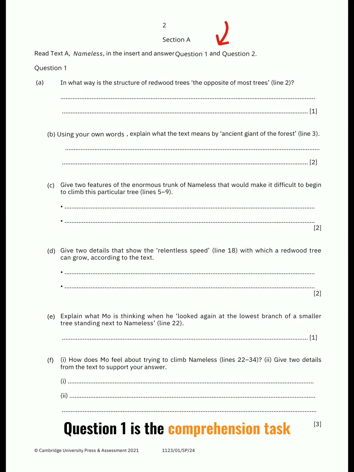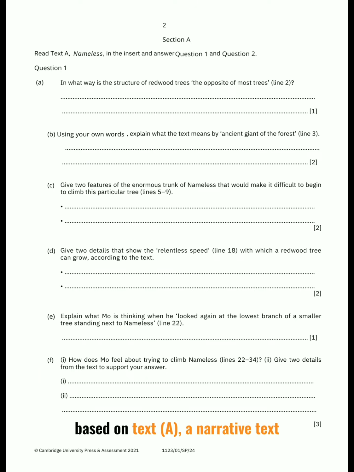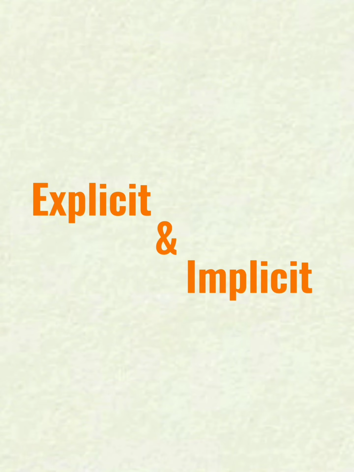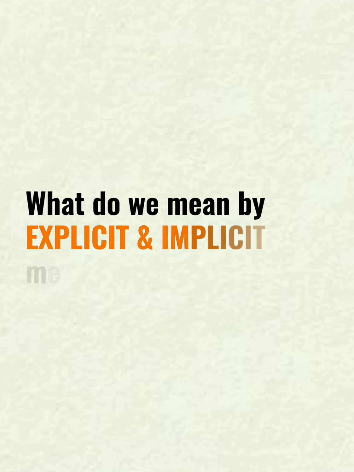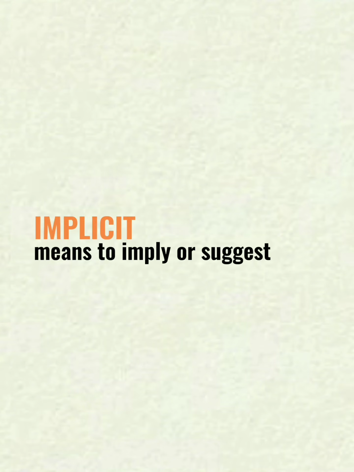Question 1 is the comprehension task. You will respond to a series of sub-questions based on Text A, a narrative text. These are short answers. This will test your understanding of explicit and implicit meaning. What do we mean by explicit and implicit meaning? Explicit means to express or explain. Implicit means to imply or suggest.